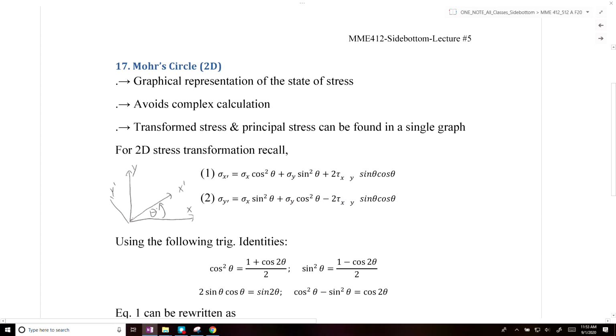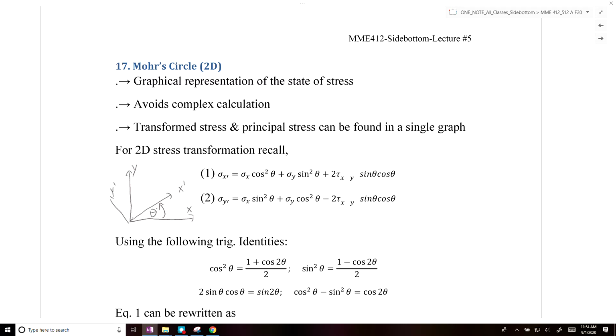All right. So we talked about using matrices and determinants to find the eigenvalues, which were our principal stresses, and our eigenvectors, which were our principal stress directions. An alternate way that you can find the principal stress directions, and also do stress transformations, is using Mohr's circle.